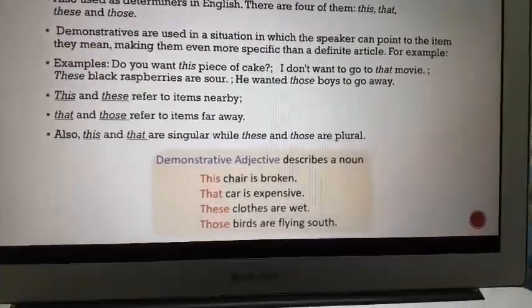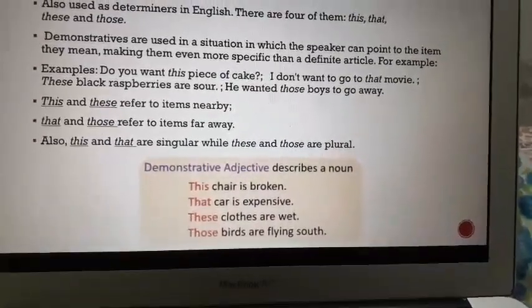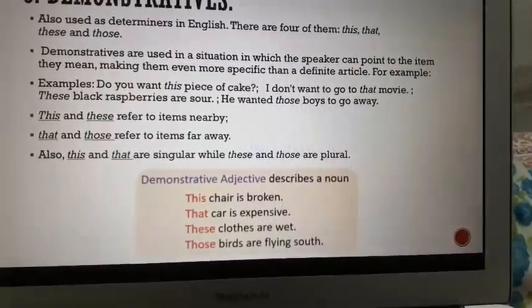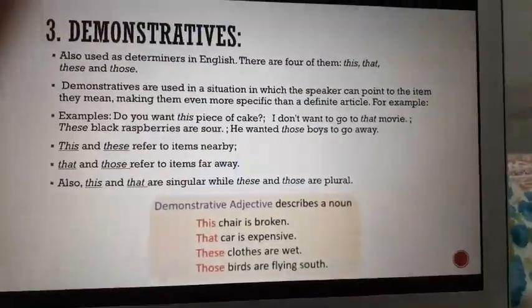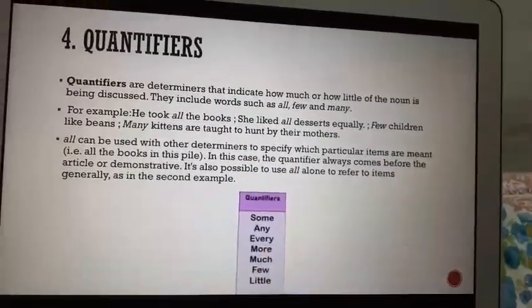So let's look at these examples. This chair is broken. That car is expensive. These clothes are wet. So you're talking about many clothes, not one. Those birds are flying south. So you're talking about many birds. Okay. Let's come to the next one.